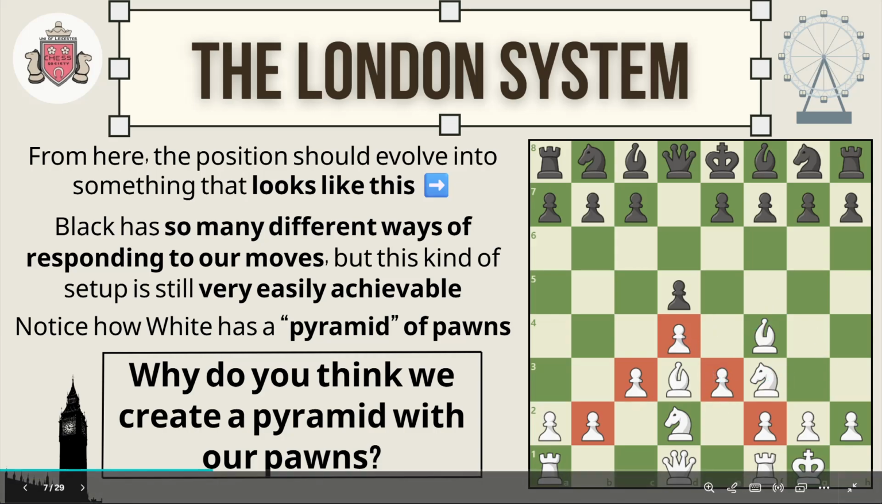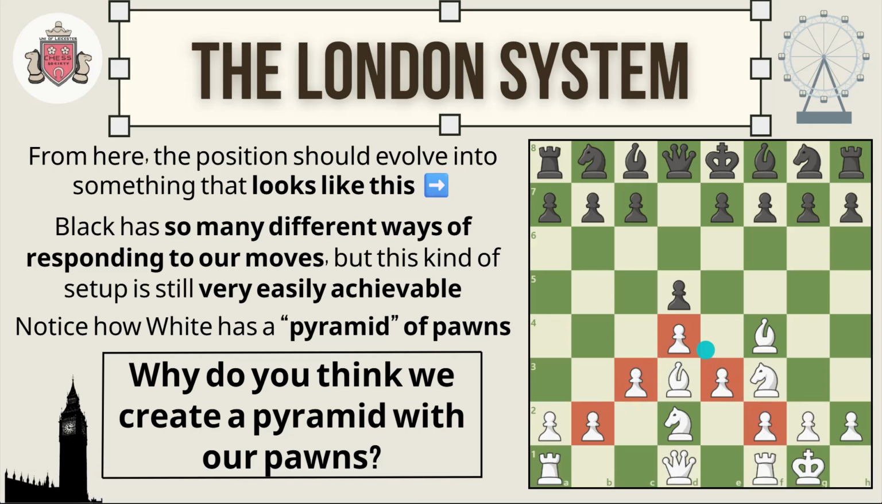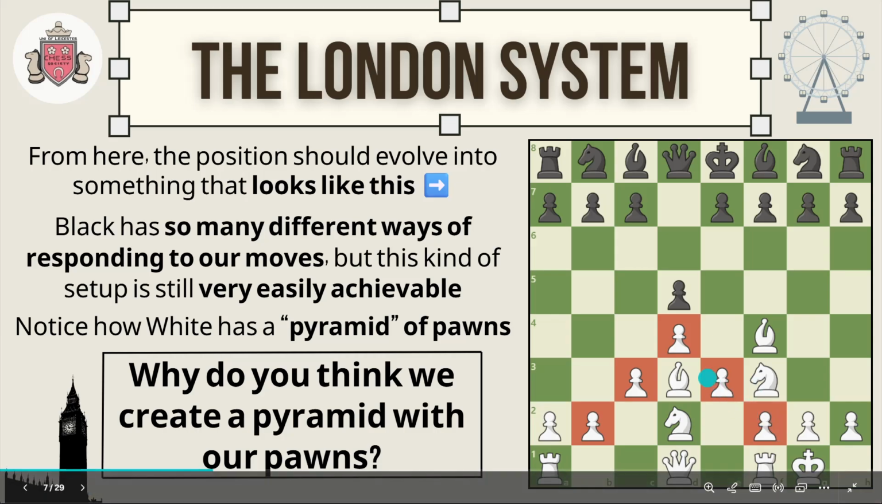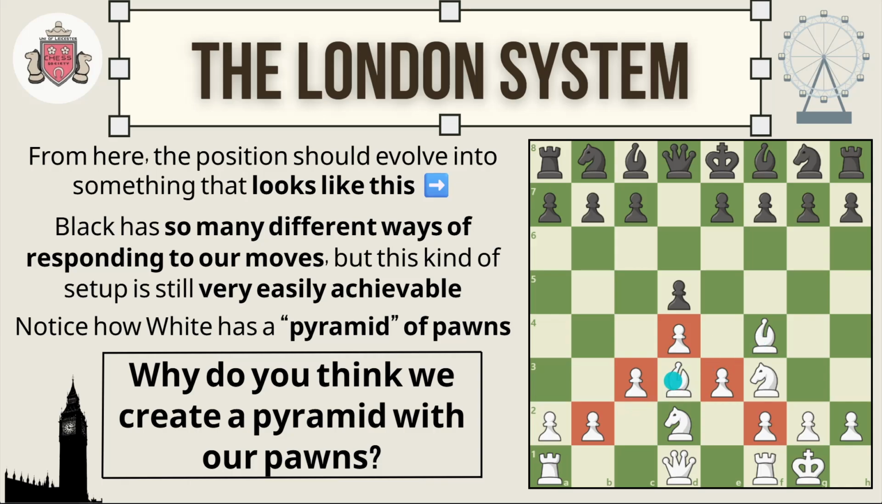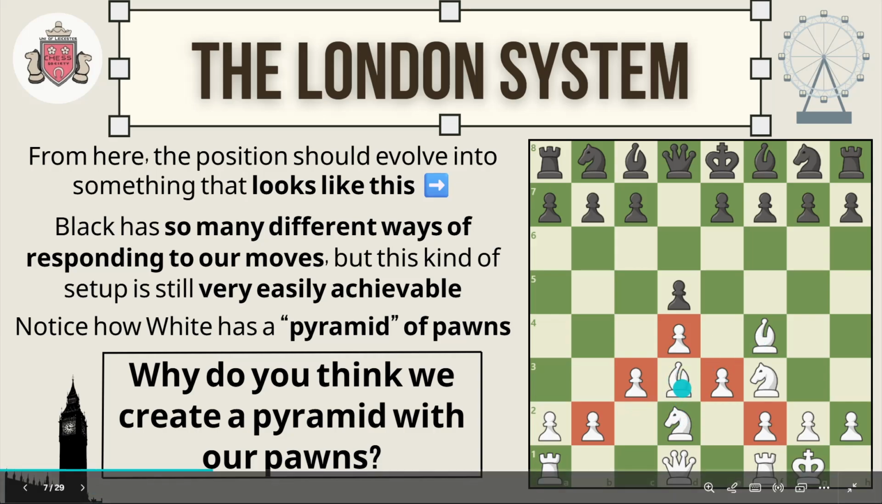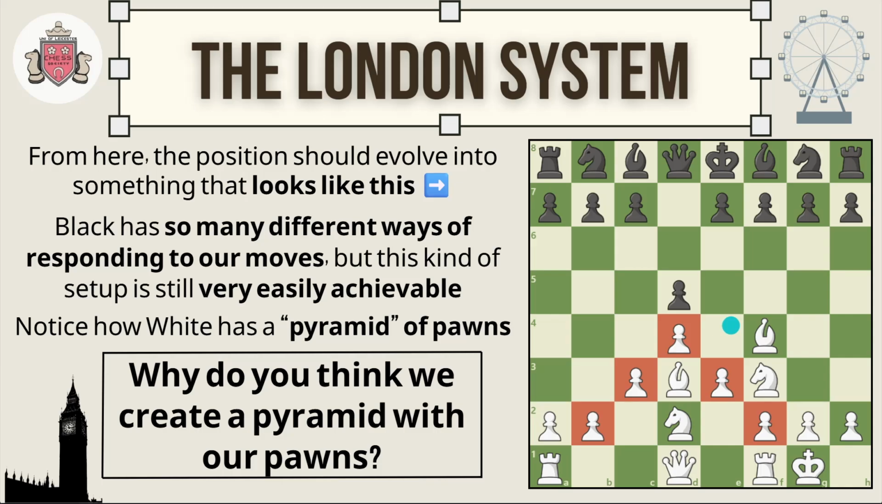So the main characteristic of it is that you have what's known as a pyramid of pawns. It looks like a house, it looks like a pyramid, whatever you want to call it. It looks like this, pretty much. And so we have a knight on d2, a knight on f3, a bishop out, and this bishop on d3 as well. Essentially we create this structure, and pretty much we go from there.